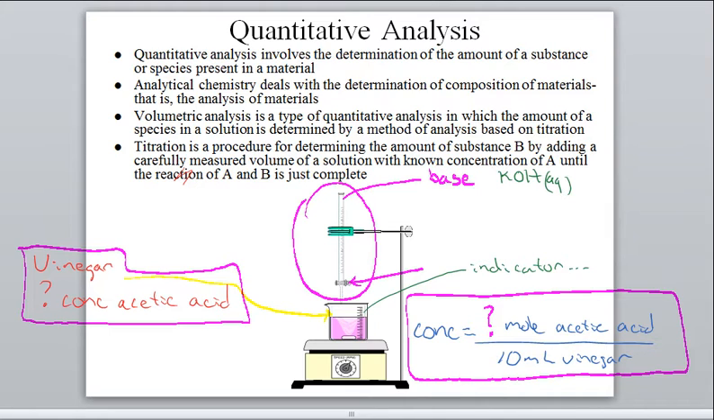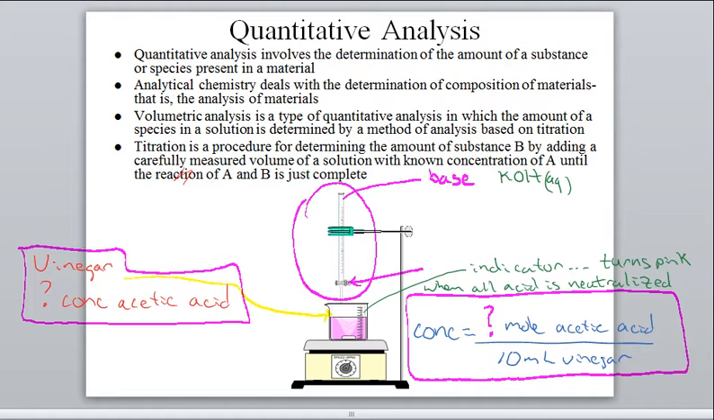So less than a half a drop, this solution will turn pink and it'll stay pink. This is our visual clue. We're using our eyes for this experiment. This is our visual clue that we've added just enough base to neutralize all the acid. We call this the endpoint of this quantitative analysis. In this particular quantitative analysis, our endpoint, when we're done with it, is when we've added enough KOH to neutralize all the acid in vinegar.